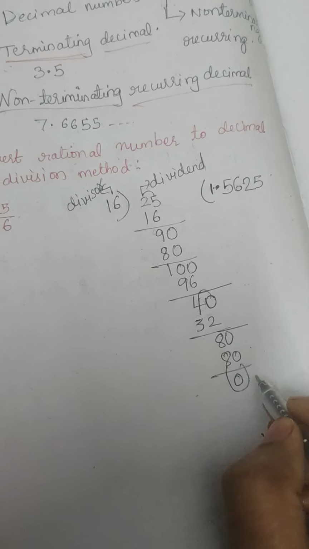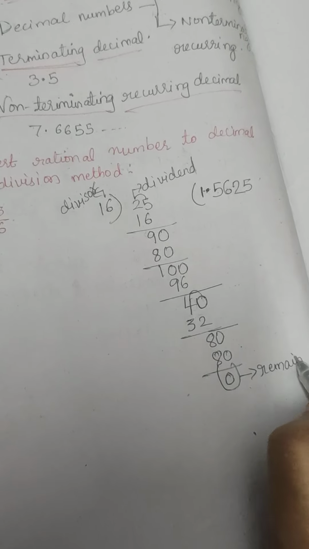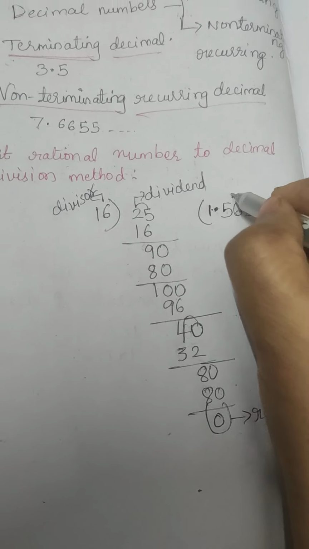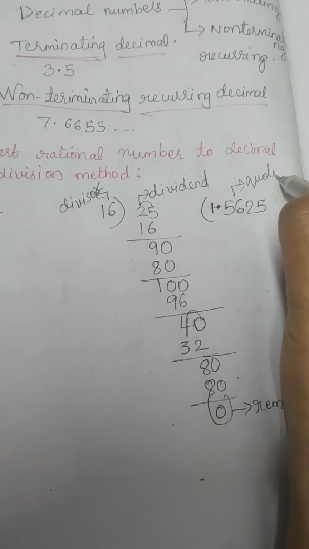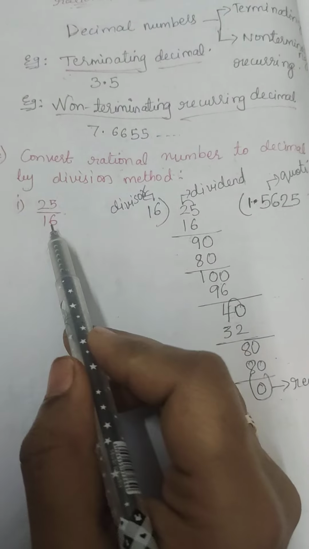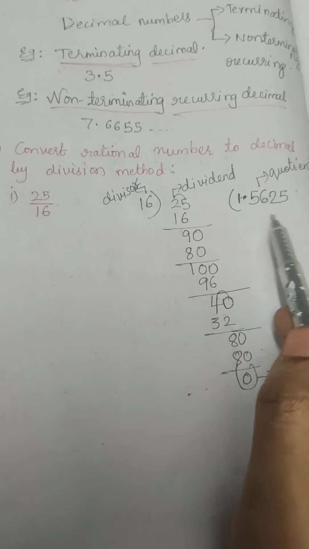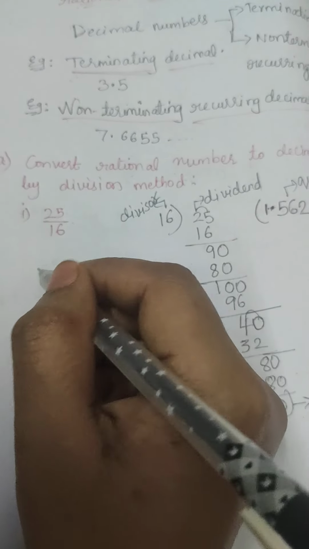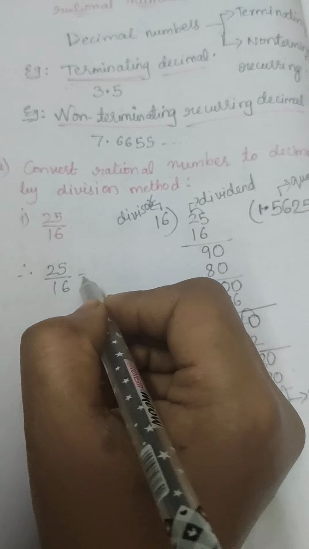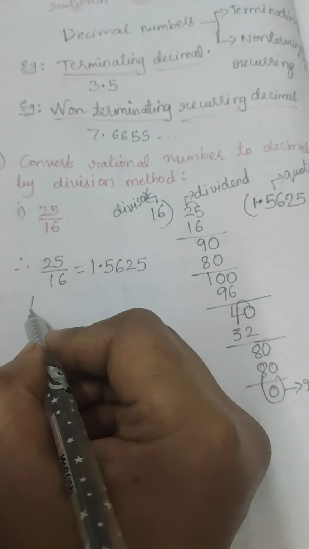At last we got the remainder 0. Until we get the remainder 0 we continued, and this is the quotient. Now this rational number value is 1.5625 in the form of decimals. Therefore 25 by 16 is equal to 1.5625 in decimal form.